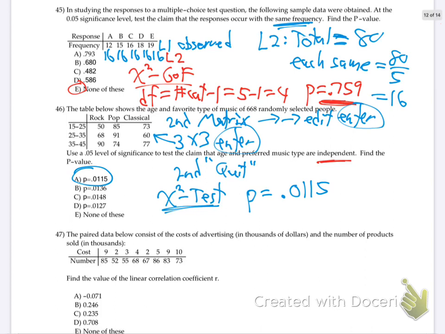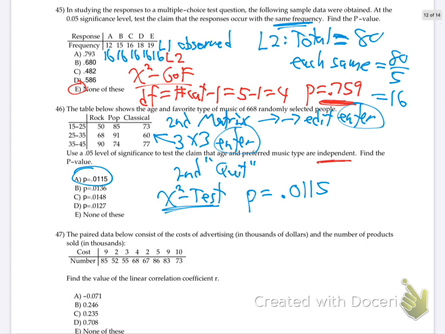Two more. 47. The paired data below consists of the costs of advertising in thousands of dollars and the number of products sold in thousands. Find the value of the linear correlation coefficient R. So that's pretty simple, right?